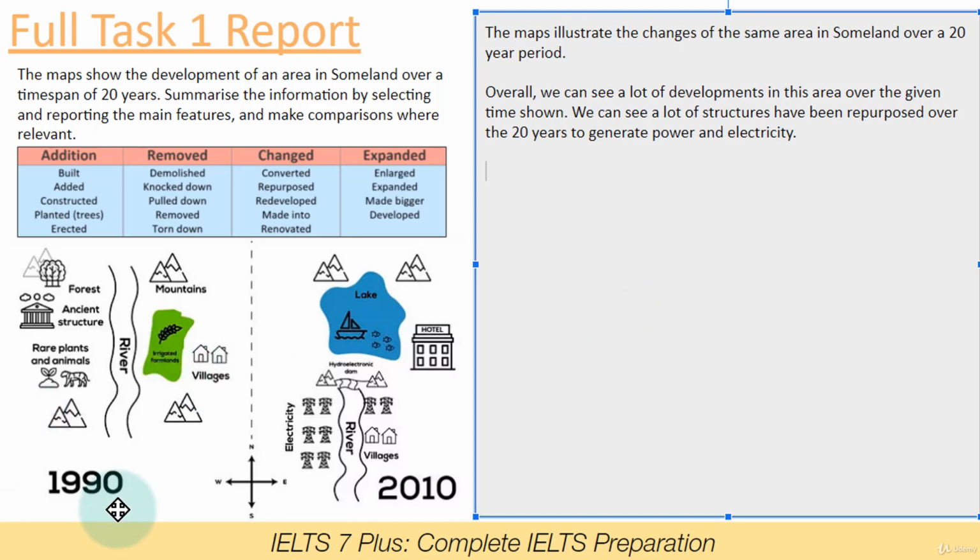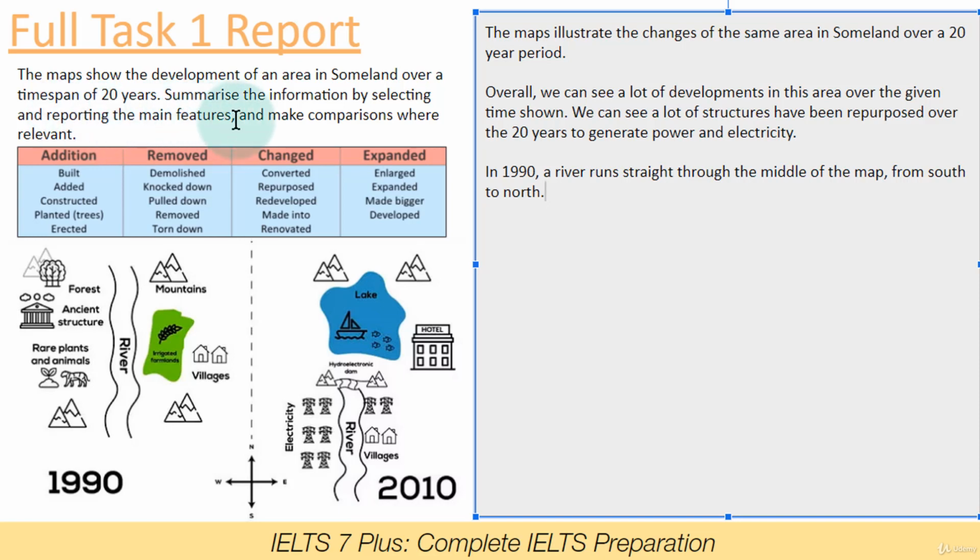So we're going to begin group 1 with 1990. The first thing I'm going to mention is that the river runs straight through the middle. That's kind of the most important feature. In 1990, a river runs straight through the middle of the map from south to north. Now I'm just going to think logically, how can I describe these features? So I'm just going to report the main features here.